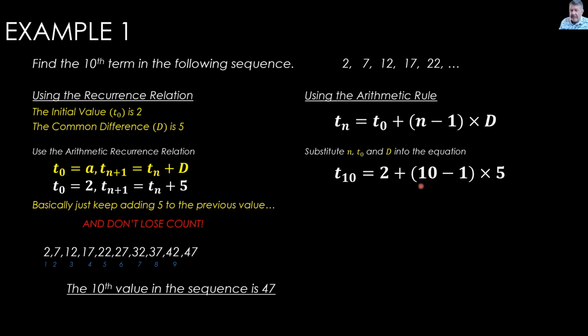So brackets first, 10 minus 1 is 9. So 2 plus 9 times 5. 9 times 5 is 45, plus 2. Of course, you all know that is 47. Great. A lot more straightforward, isn't it?